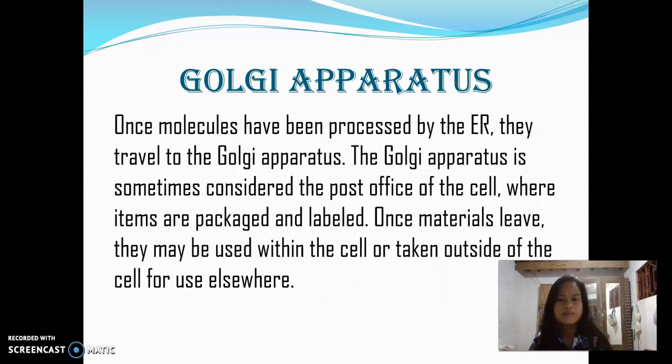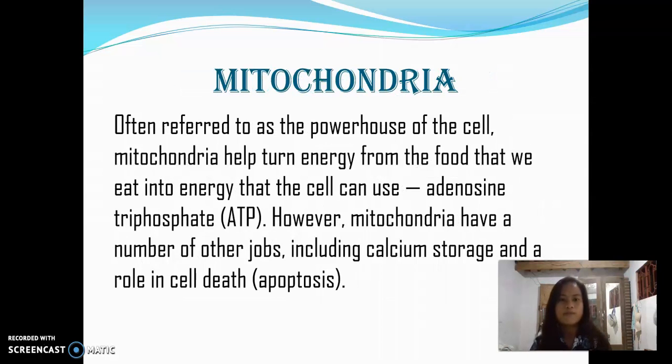Golgi apparatus. Once molecules have been processed by the ER, they travel to the Golgi apparatus. The Golgi apparatus is sometimes considered the post office of the cell, where items are packed and labeled. Once materials leave, they may be used within the cell or taken outside of the cell for use elsewhere.